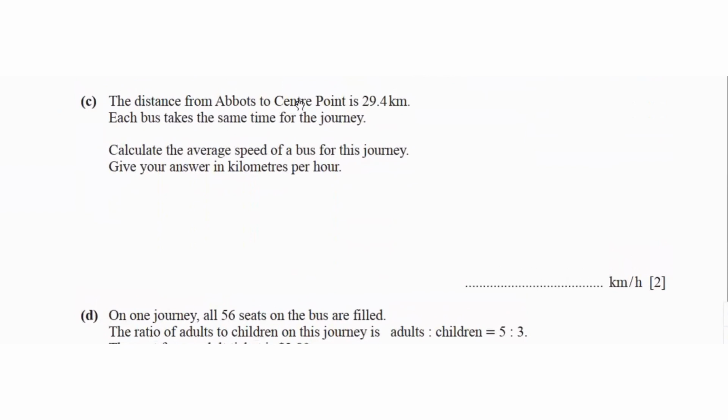The distance from Abbots to Centrepoint is 29.4 kilometers. Each bus takes the same time for the journey. Calculate the average speed of a bus for this journey. Give your answer in kilometers per hour.